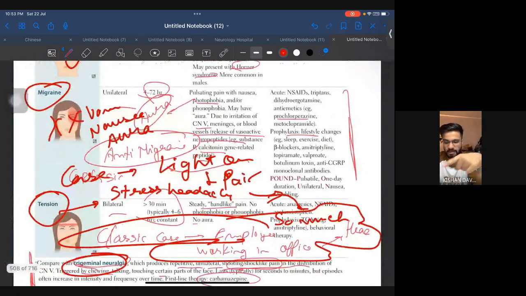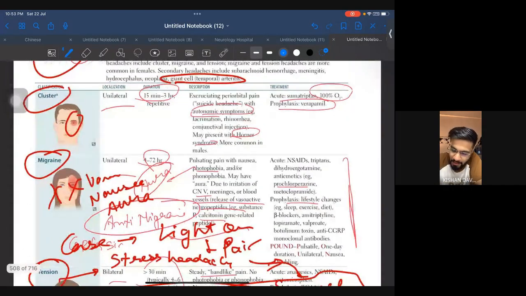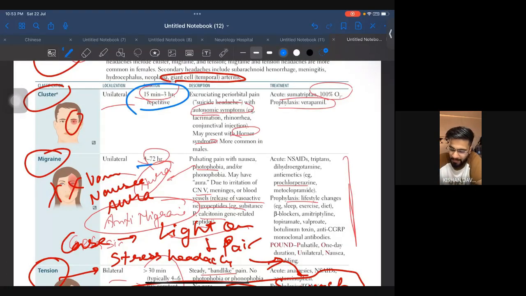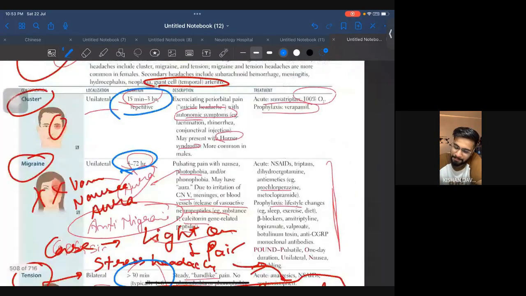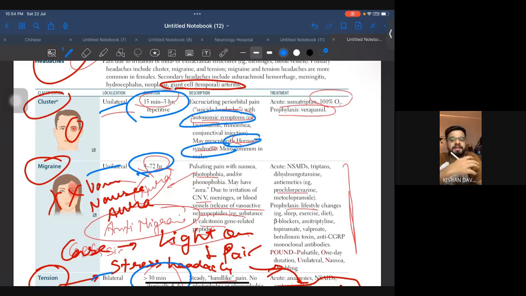Now, important points. Coming to the important points. They love to ask so many important points. Let's just see. Time is important. Second, unilateral and bilateral. Third, in cluster, there can be Horner syndrome also. Another one, there can be autonomic symptoms also. Autonomic means lacrimation or rhinorrhea. Okay. So they will give you this.